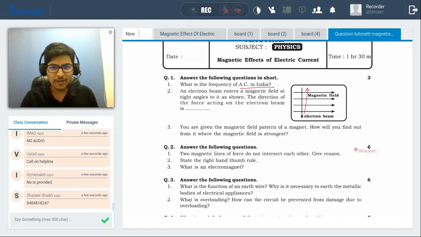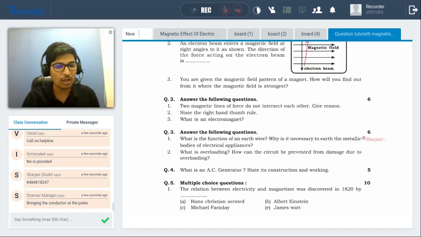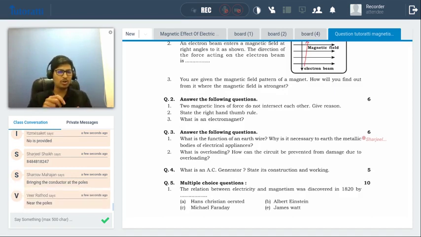You're given the magnetic field pattern of a magnet. How will you find out from it where the magnetic field is strongest? I mean, this is a very simple question. Bringing the conductor at the pole. You don't even need the conductor. It will be the strongest near the poles.